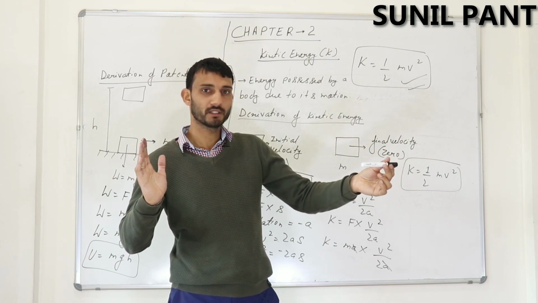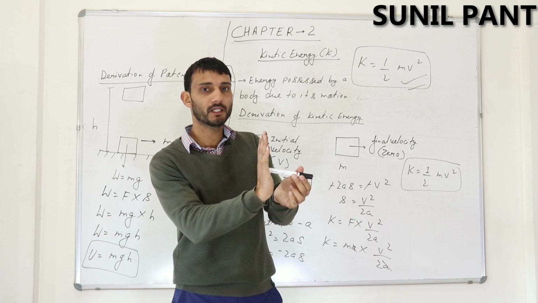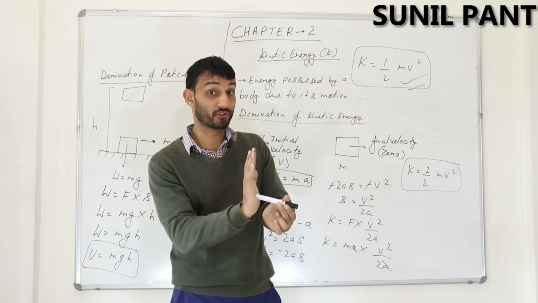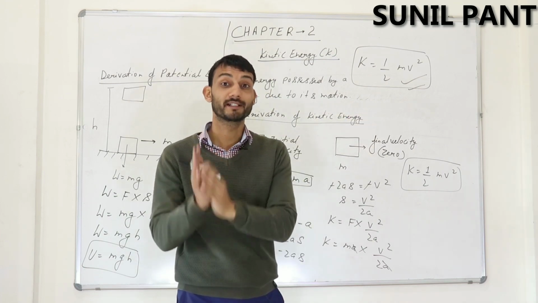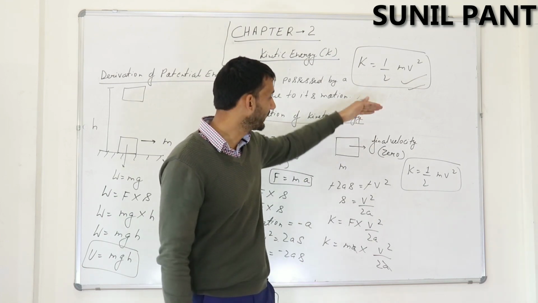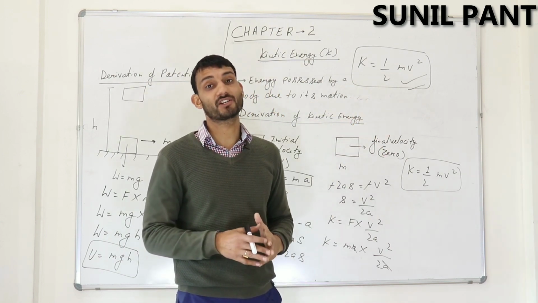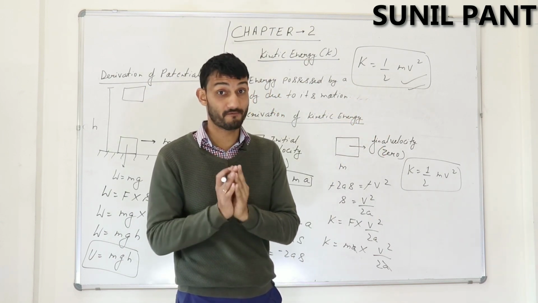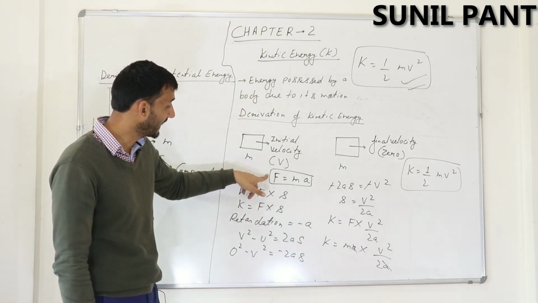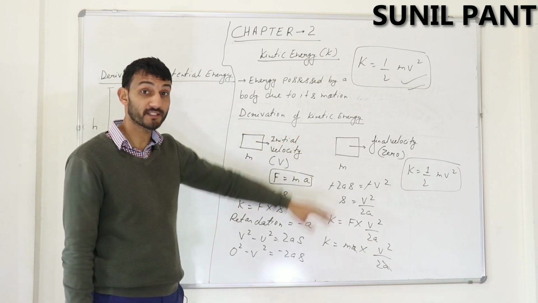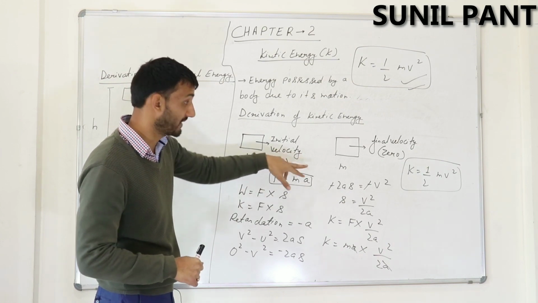So how does it become 0? The object is moving with the velocity v, and you apply some force, and after applying this force, the object comes to rest. When it has come to rest, its final velocity has become 0. How much force will you apply? The force applied will be F equals m into a, Newton's second law of motion. Now F equals ma.